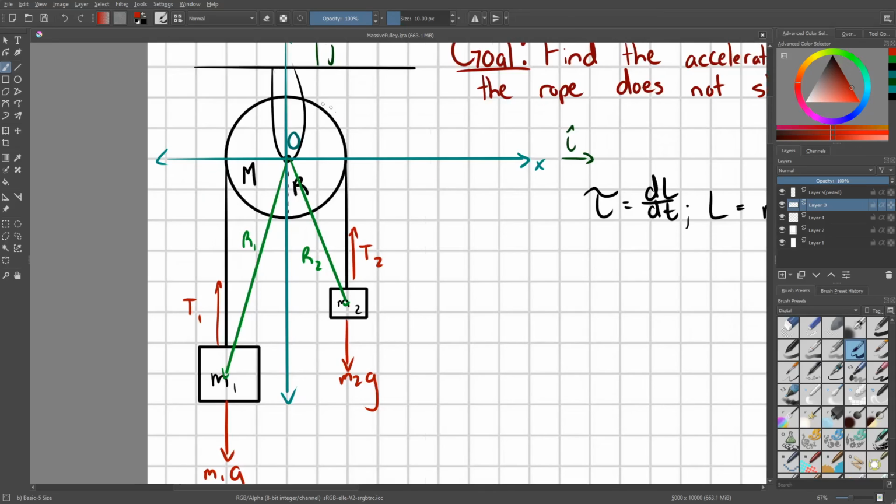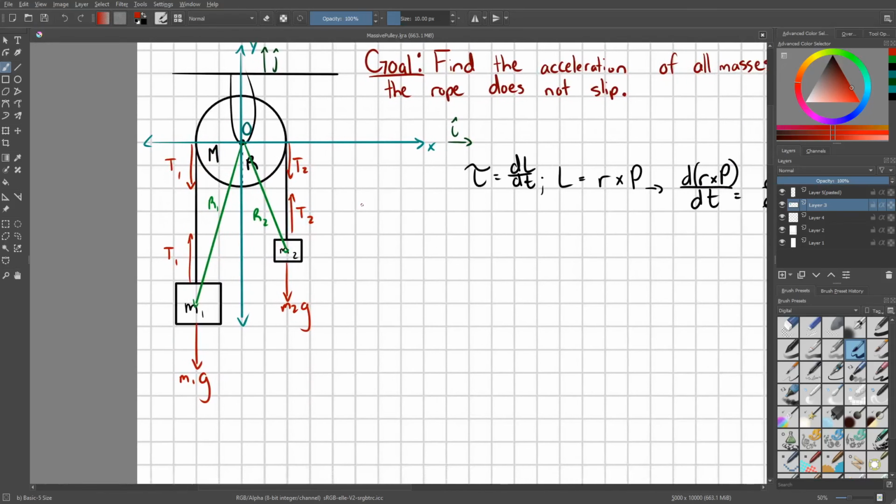On our big mass M, we've got T1 pulling it back down on one of its edges, and we've got T2 pulling it back down on the other edge, right? So we've got our key forces now.